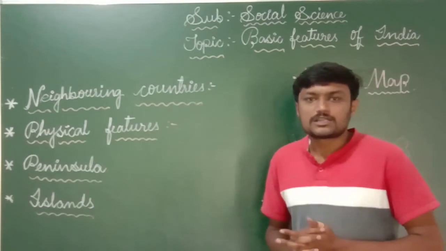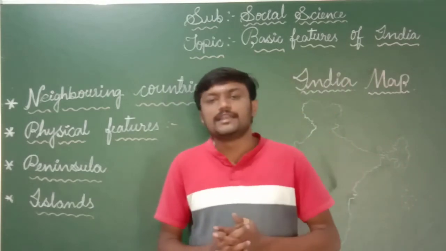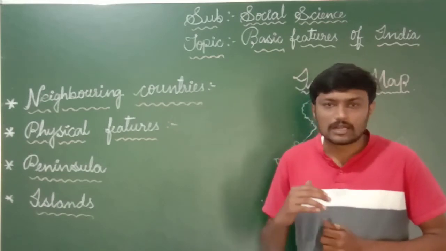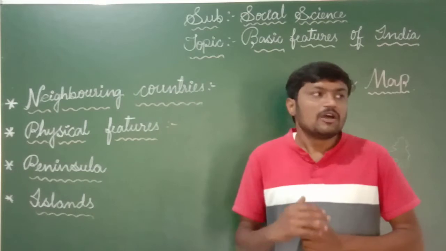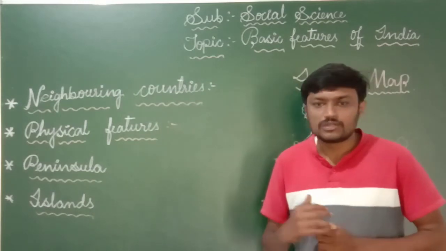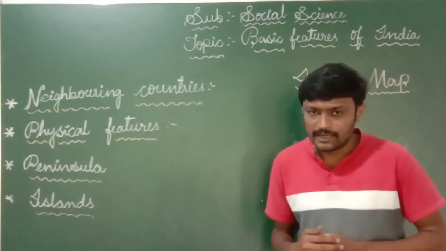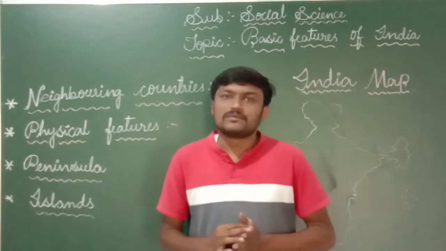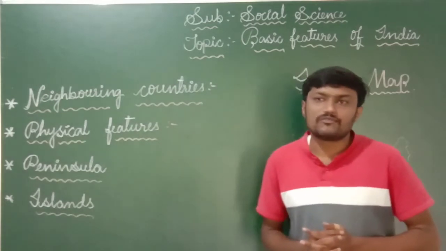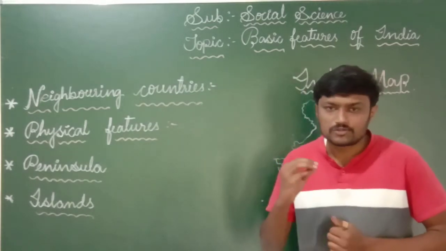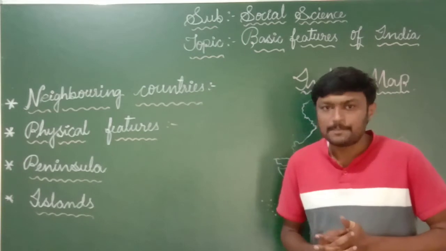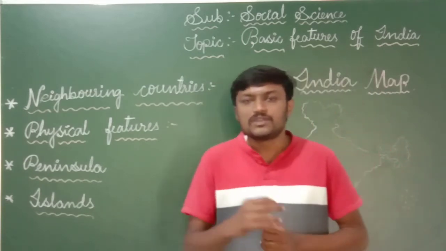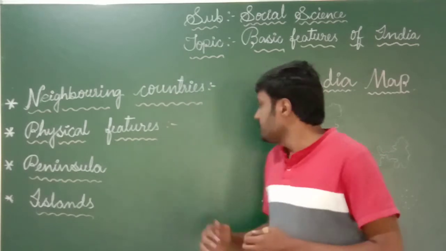What are the physical features of India? The physical features of India are the mountain ranges, I mean the highest mountain ranges which are located in our nation. And next, the desert land. The highest desert lands which are situated in our nation are also physical features of our India. And the plateaus and plain lands which are present in our nation are also considered physical features of our India.